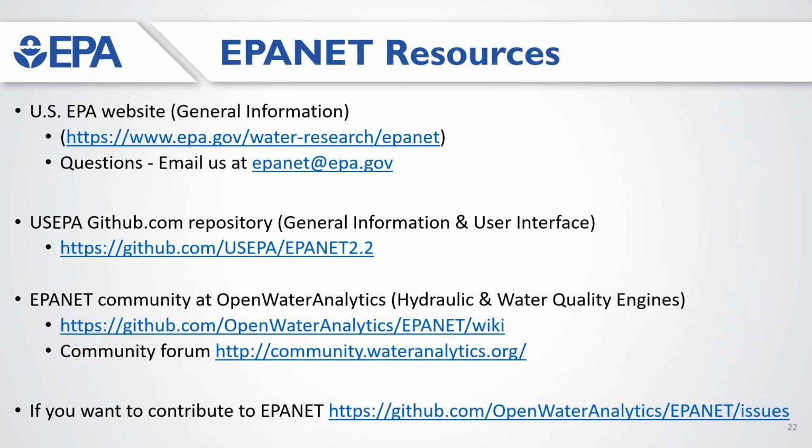We also wanted to highlight some resources that are available if you ever have any questions about EPANET beyond the introductory training materials that we're providing today. For general information about EPANET, you can go to our US EPA website, as we mentioned before, or you can email us at epanet-questions@epa.gov. We also have the EPANET GitHub repository, which has information about the general use and the interface. We also have an EPANET community supported at Open Water Analytics, where you can ask about the hydraulic and water quality engines. There are also community forums, so you can reach out and ask the community any questions that you might have.